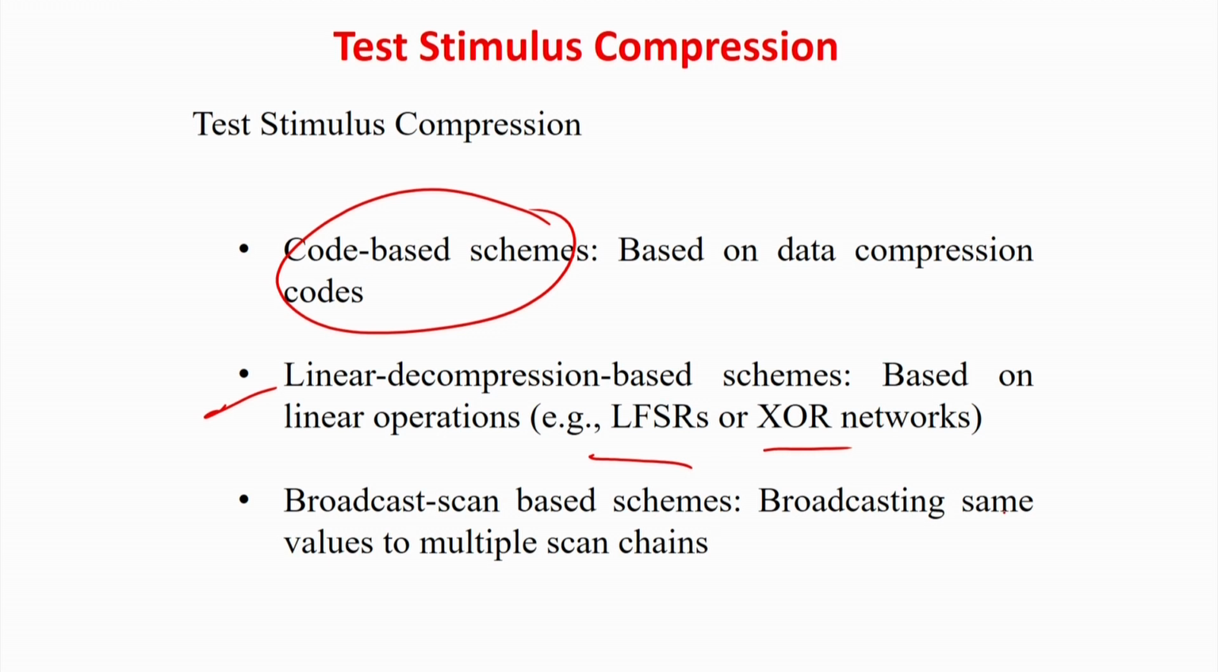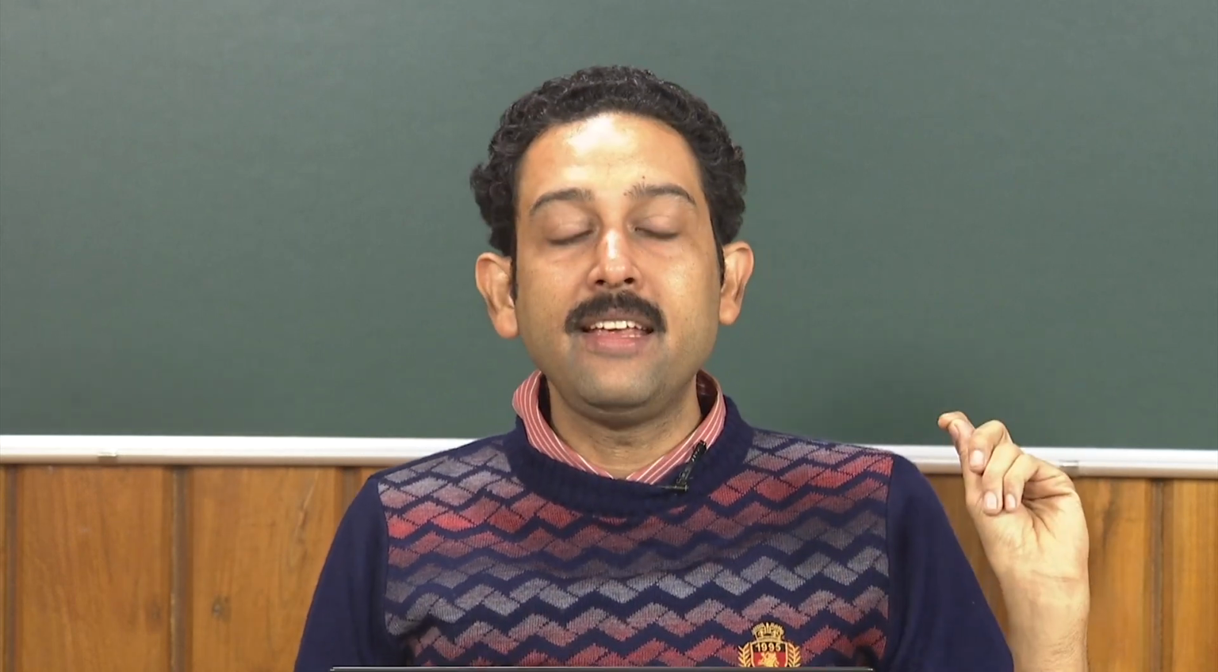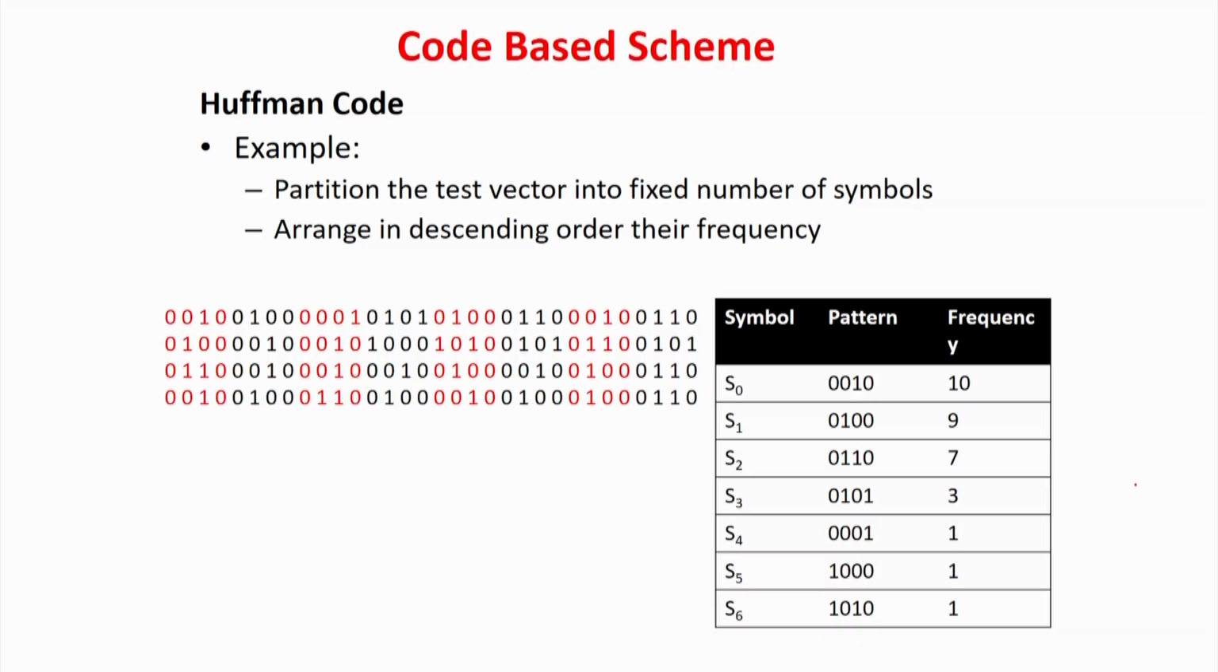There is also something called the broadcast scan based scheme, which means broadcasting the same values to multiple scan chains. Can we reorient the scan values so that the same values can be put in multiple scan chains in parallel? If two scan chains have the same value to be pumped in, I can use the same channel of the ATE to do that. But I will not discuss this in today's lecture; it will be postponed to the next lecture, when we will be talking about optimization in terms of design for testability. Scan is one of the most important parts of design for testability, so we will postpone it to the next class. Today we will mainly be looking at this.